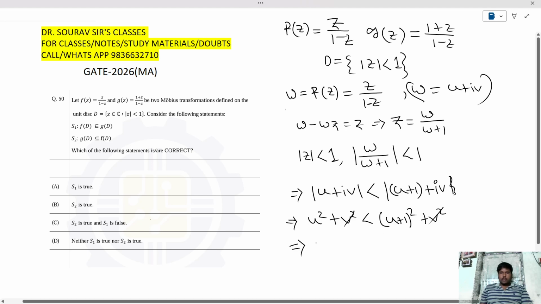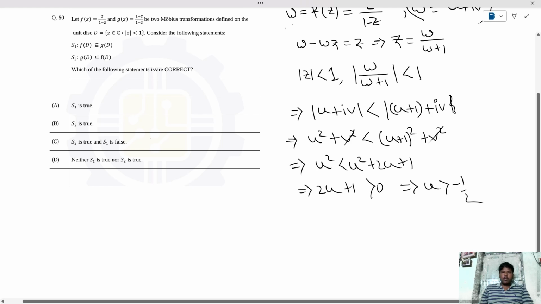This gives u square less than u square plus 2u plus 1. So this gives 2u plus 1 greater than 0, which implies u greater than minus 1 by 2, where w equals f(z) and w equals u plus iv. So after taking mod of z less than 1, we see that f(D) is the set of complex numbers z such that real part of z is greater than minus 1 by 2.